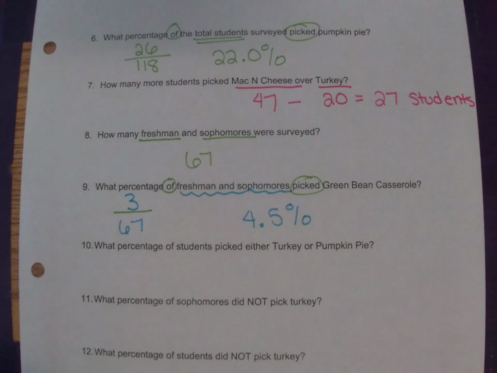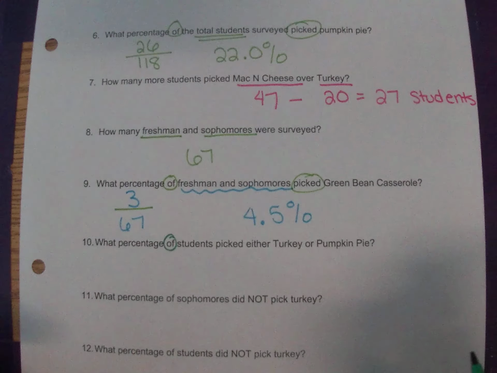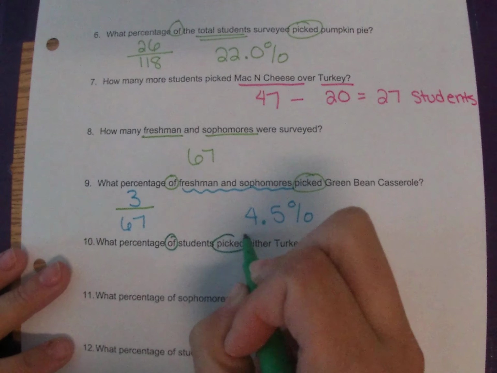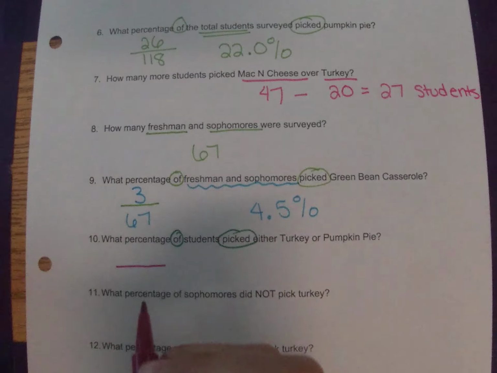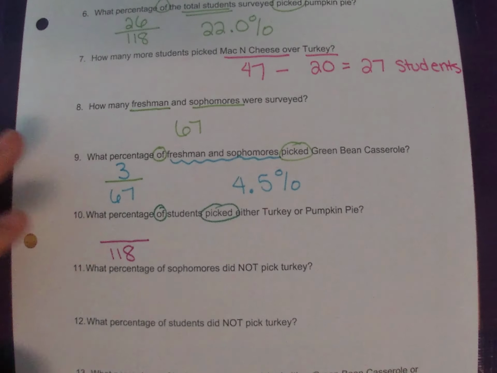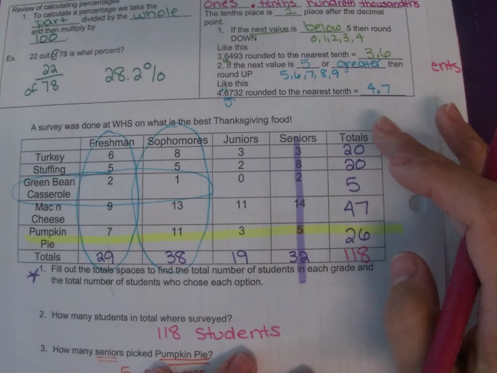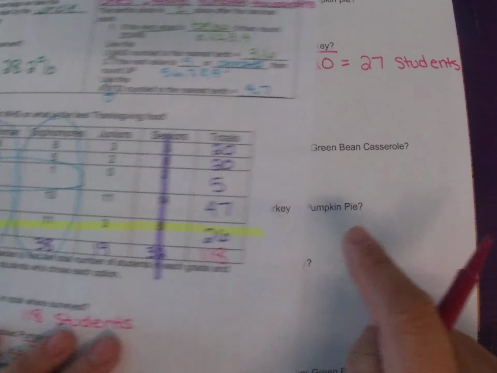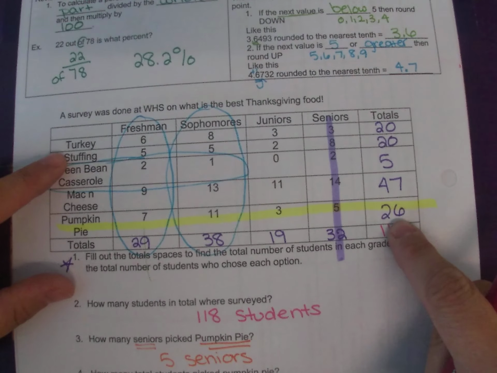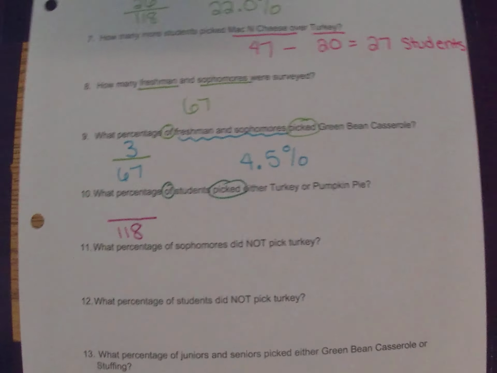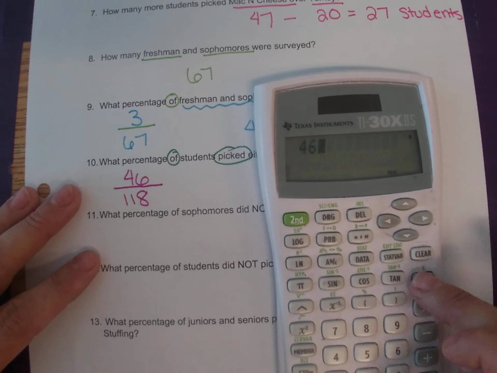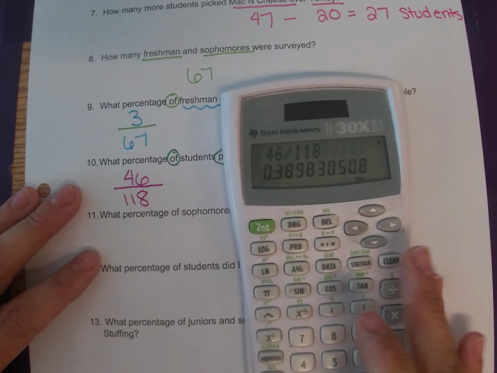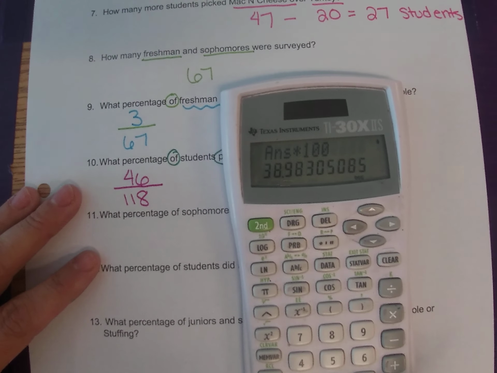My next question is a percent. So what percent of students picked either turkey or pumpkin pie? So of students, that means my of on the bottom is all students. So we already know from a previous question, all students is 118. So if all students were in my total column, picked turkey or pumpkin pie. So turkey is 20, pumpkin pie is 26. So I need to add those together, which will give me a 46. So I'm going to do 46 divided by 118, and I'm going to multiply that times 100.